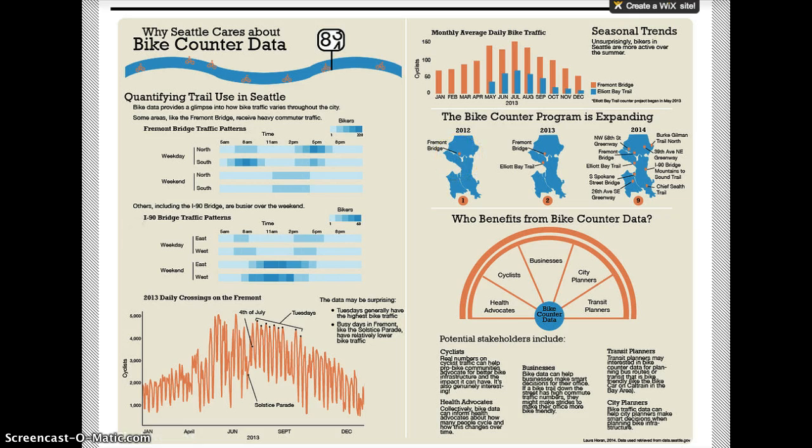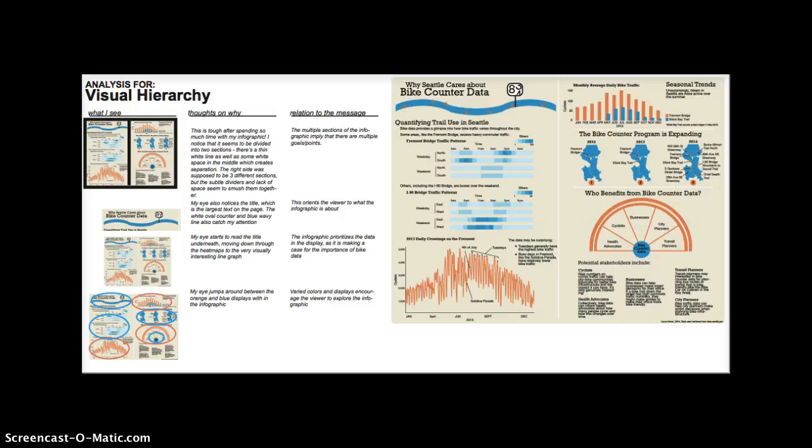All right, moving on to visual hierarchy, which is a little bit tough to talk about after spending so much time with my infographic. It's hard to look at it with new eyes. But generally speaking, when I first look at it, it's clear to me that there are two sections, in part because there's a divider here and also there's white space, probably the most consistent use of white space in the areas right down the center.